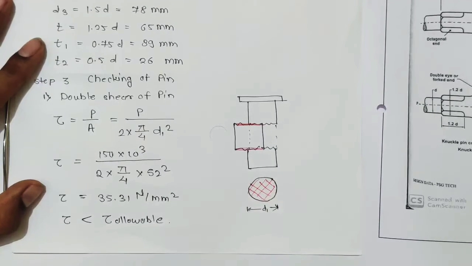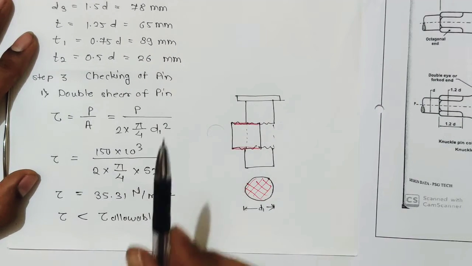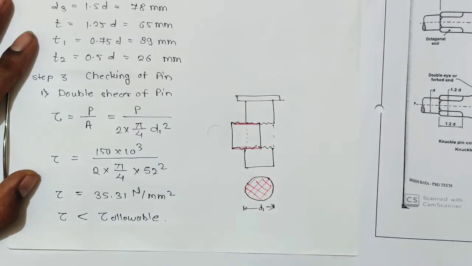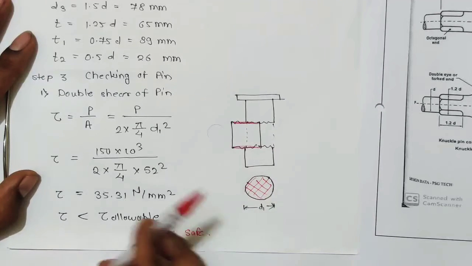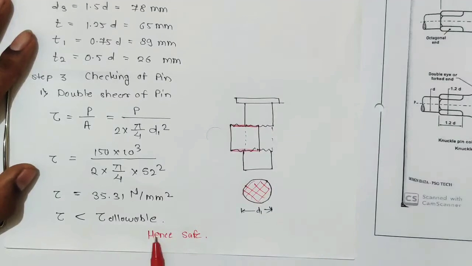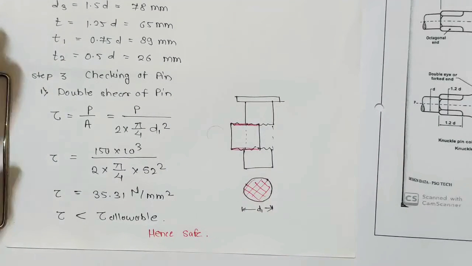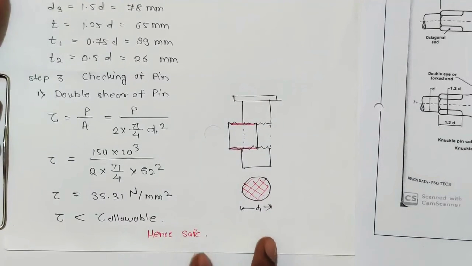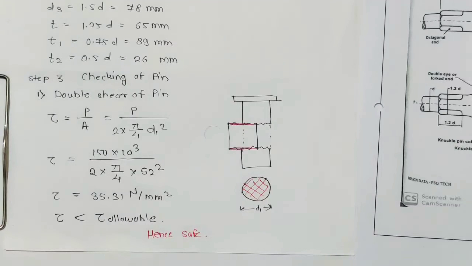So you can write: hence pin is safe in double shear, or pin is safe in shear. I am just writing hence safe. In machine design, you won't get enough time for attempting the full question paper. You have only 3 hours and it is very difficult to attempt the full question paper, so just save your time.